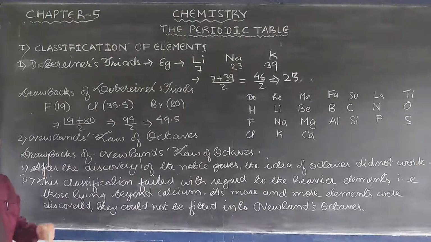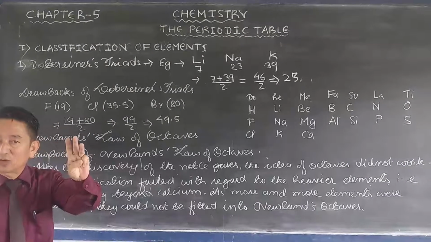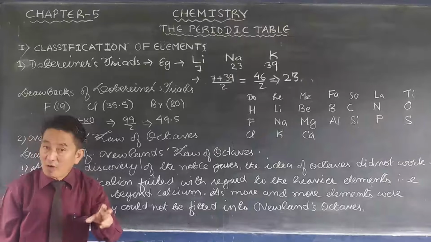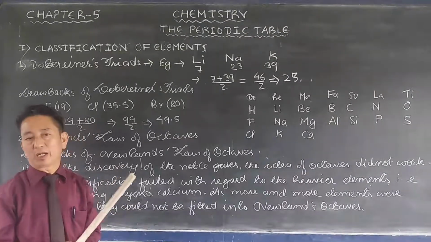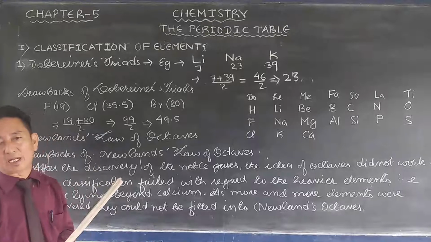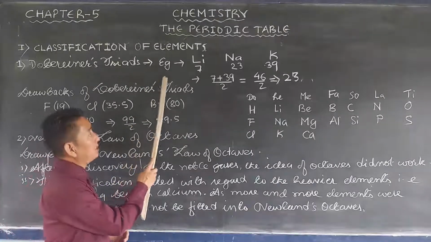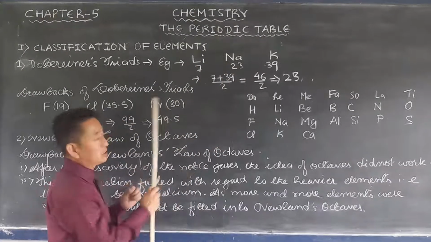Next, after this, the chemist J.W. Dobereiner, in 1870, arranged the elements in groups of 3, which are known as Dobereiner's triads, and he found that the atomic mass of the middle element is approximately equal to the average of the atomic masses of the other 2 elements. As you can see in the example, lithium, sodium and potassium is an example of Dobereiner's triad.